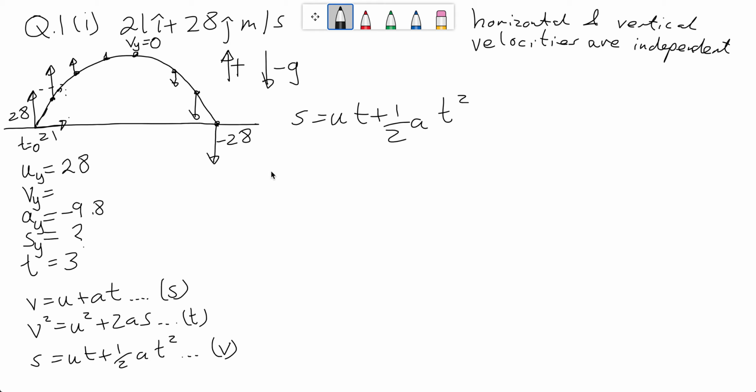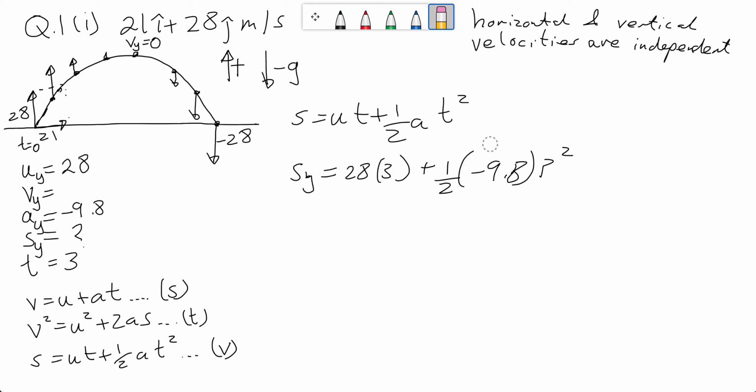Important that you always write the equation out, just like that. Don't fill in anything. Just write the equation on its own so that you can show the examiner exactly which equation you used. Then fill them in. So s_y equals u, which is 28, times t, which is 3, plus half of minus 9.8, times 3 squared. Okay, that's a 3. Doesn't look like a 3. That's 3 squared. And write in all the numbers before you do any calculations. Don't write 3 squared is 9. You might know that, but don't write it in.